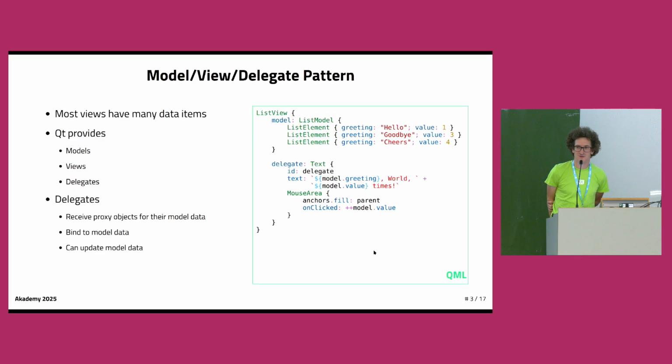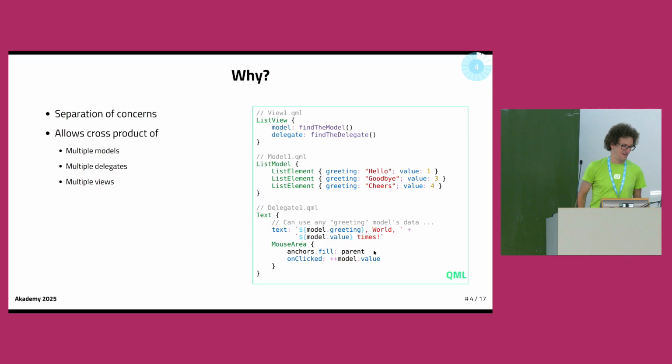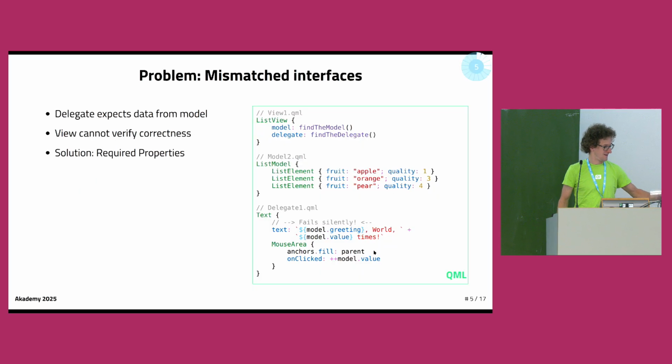So how can we improve that? Does anybody have an idea? Yeah, but before we had required properties. Okay, there are many ways to improve this. But first, why do we do that? Because of separation of concerns, of course. So we can have multiple models, multiple delegates, and multiple views, and they all play nicely together, as long as you do it right.